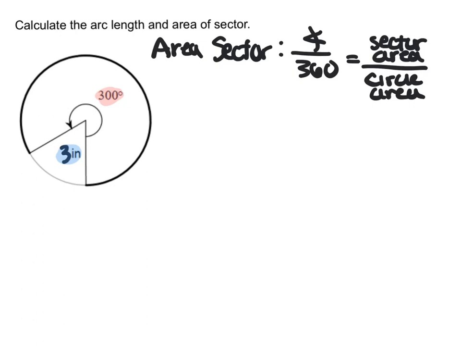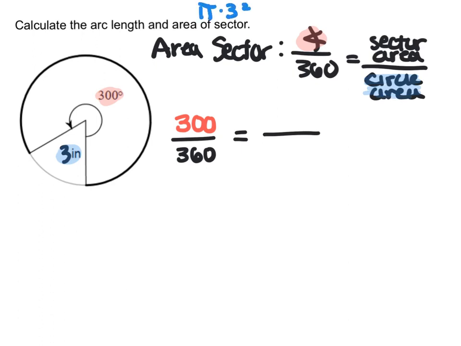And now to find the area of the sector for this example, I can set up my proportion. So we first need the measure of the arc, or the angle, which is identified as 300 previously. So I can put 300 on the top of the numerator over 360. And then we can use the radius to find the area of the circle, which would be pi times the radius squared, which gives us 9 pi.